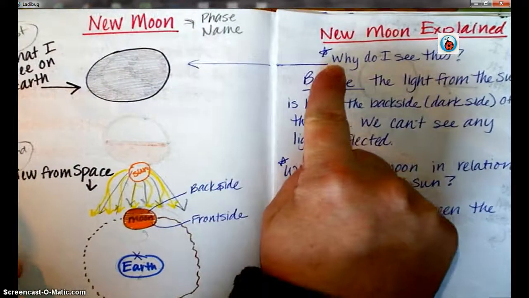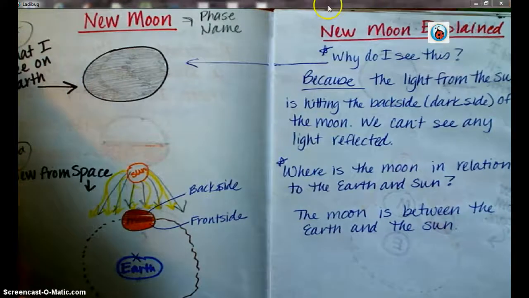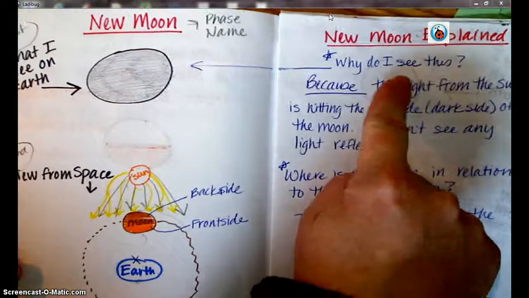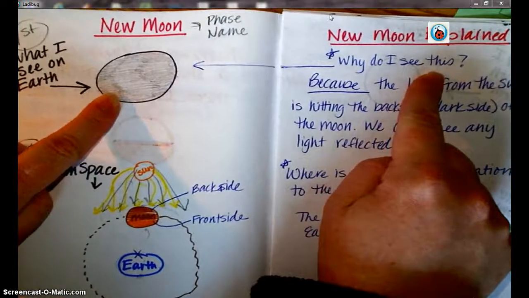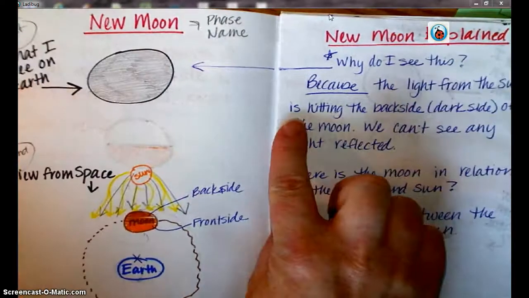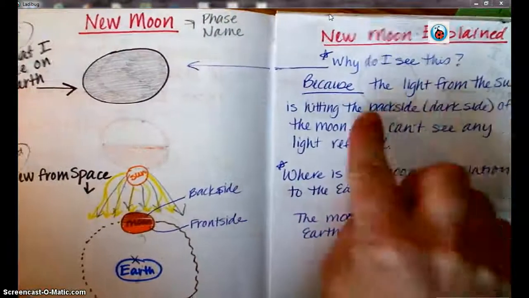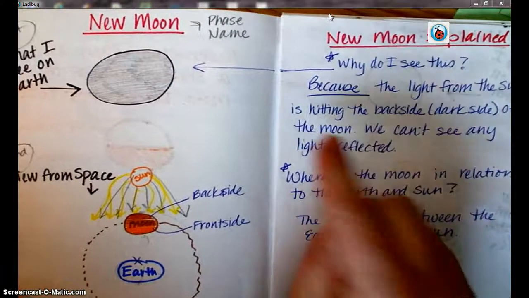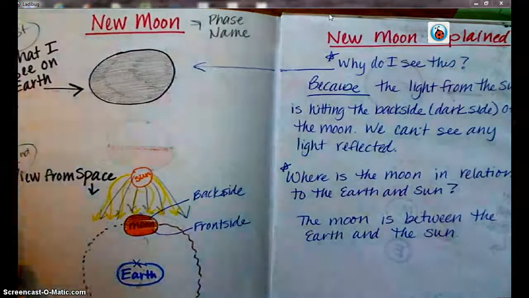My first question that we're going to have for everything is, let me move the ladybug here out of the way. Why do I see this? And when I'm talking about this, I'm talking about this picture here. Why do I see what I do from Earth? For a new moon, the reason why you see nothing essentially is because the light from the sun is hitting the back side or the dark side of the moon. We can't see any of the light that's being reflected.